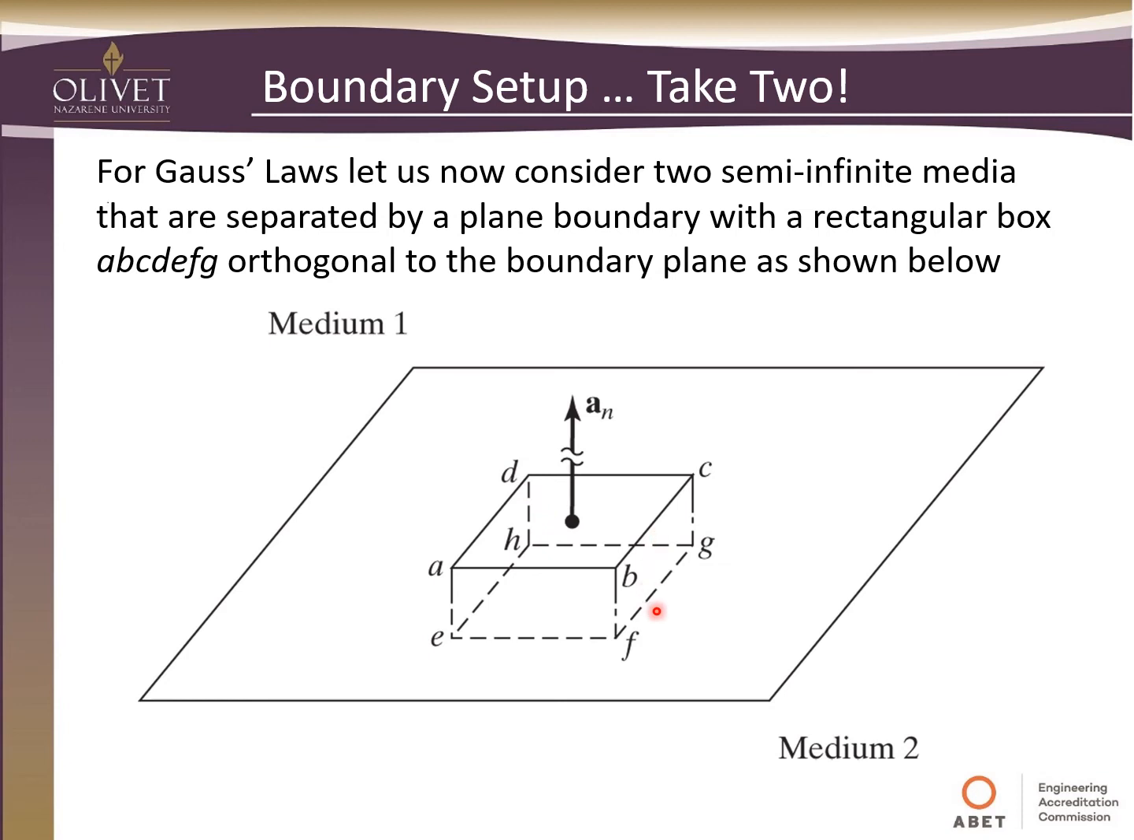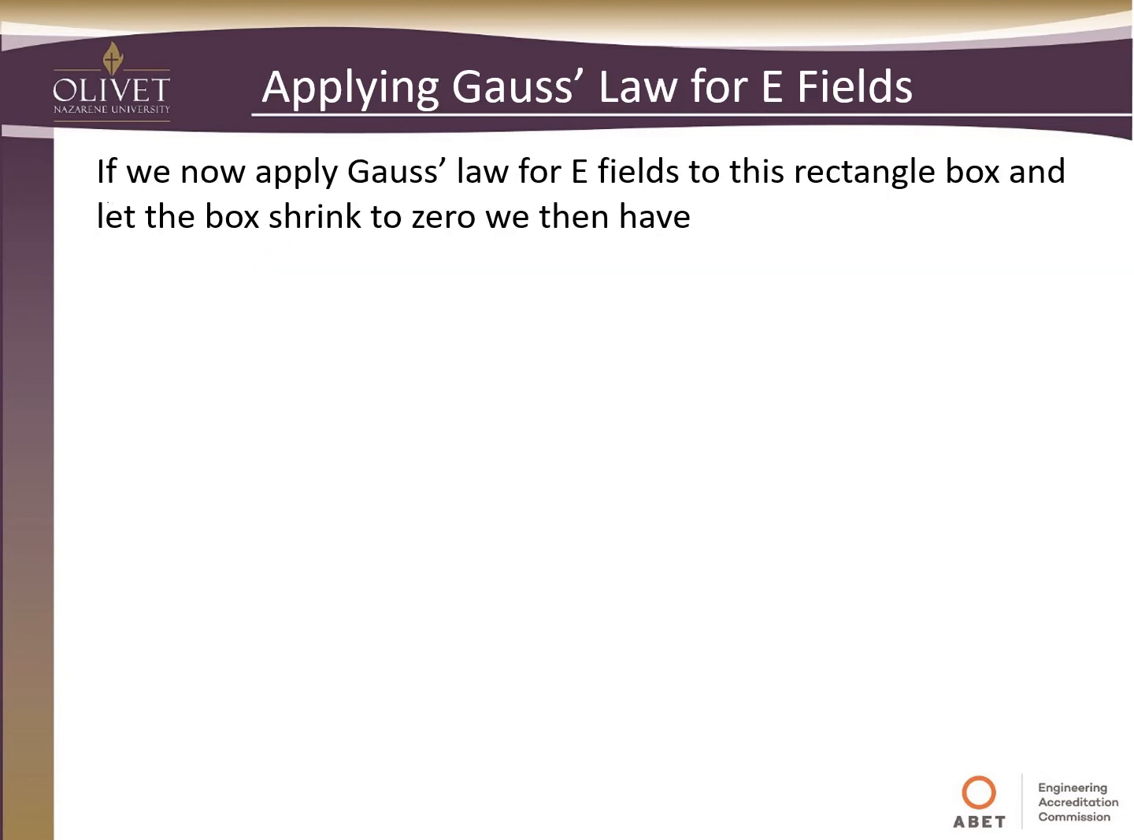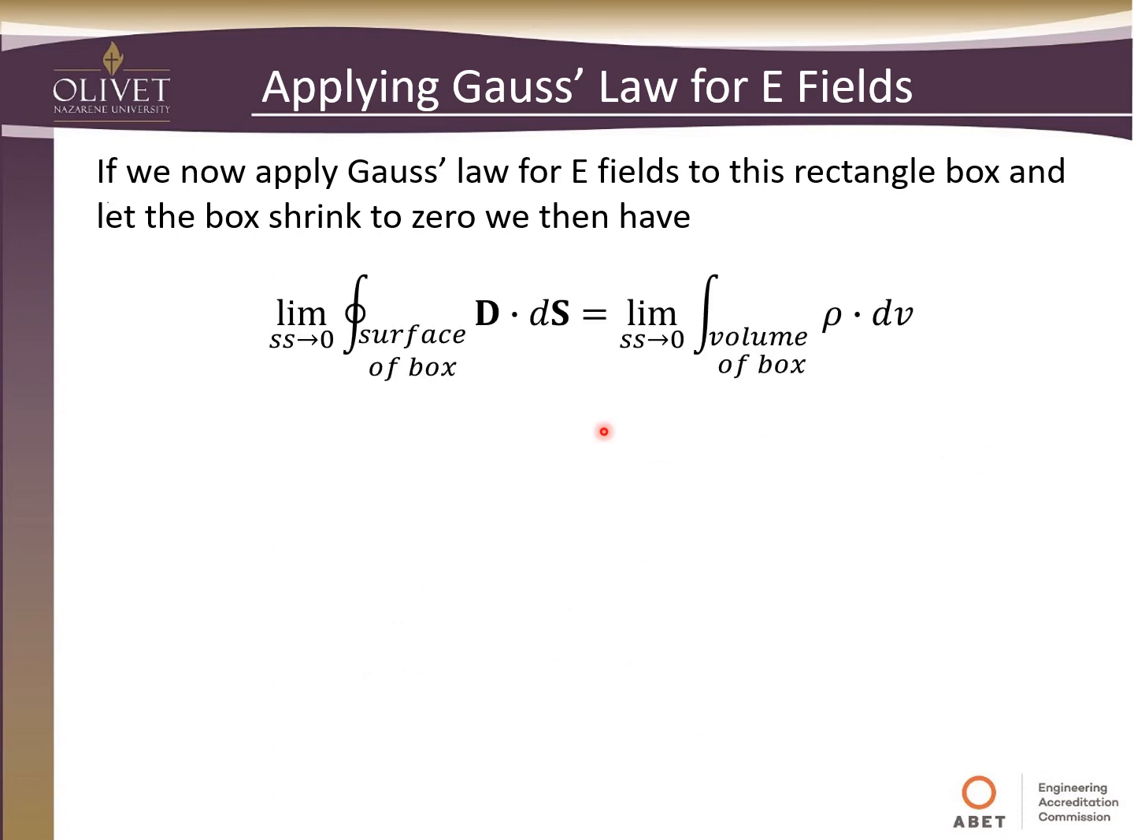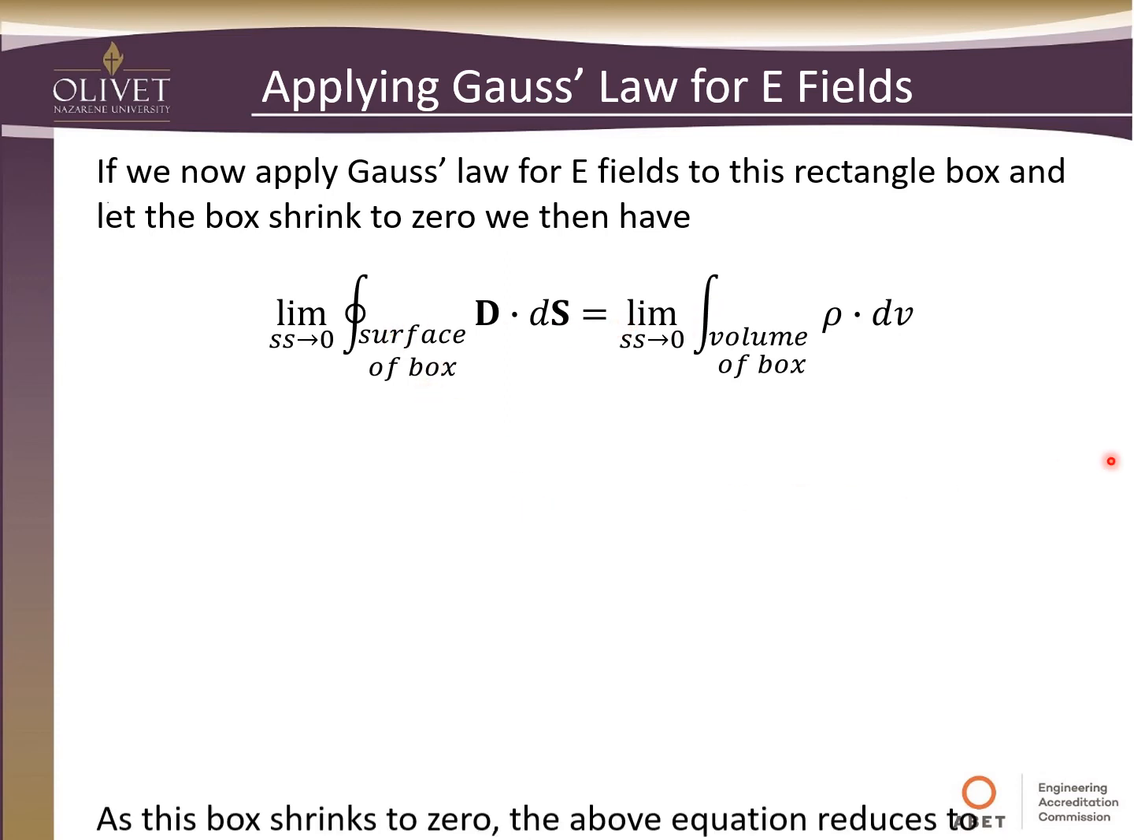So A, B, C, D, E, F, G, where half of it is in medium 2 and the other half's in medium 1. Now if we apply Gauss's law for electric fields to the rectangular box, and again take the limit to let that shrink, we're going to sum up the displacement current density vector on the surface of this box. It should be equal to the amount of charge inside the volume, and again we're going to let this surface shrink to 0 or approach 0.